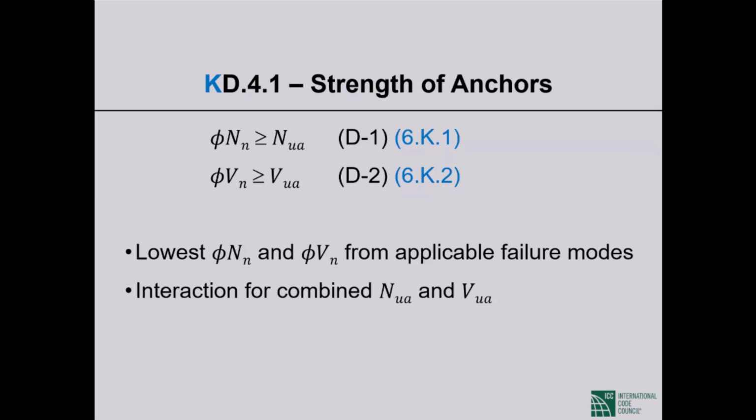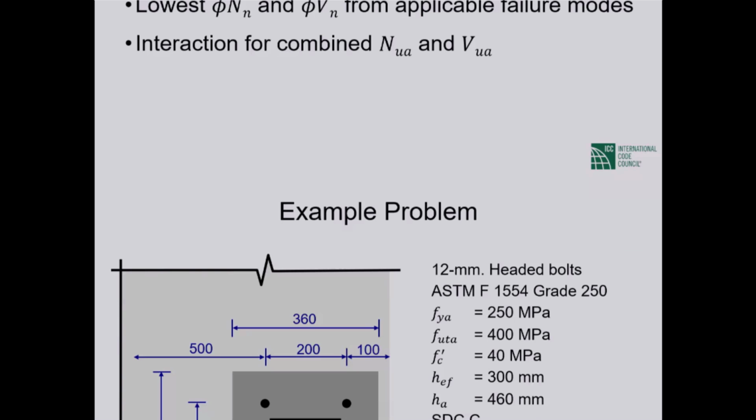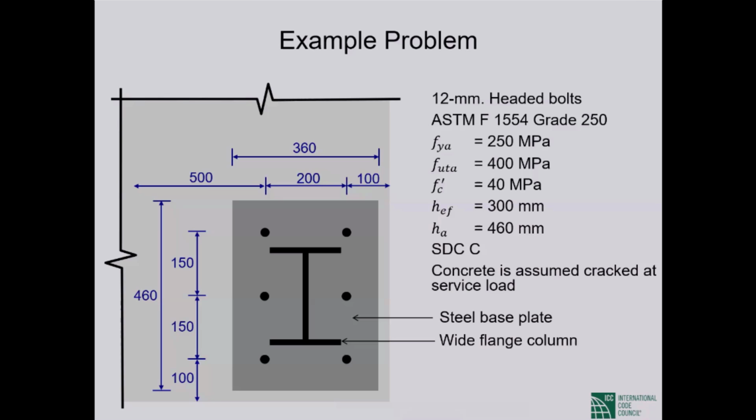From this point on, I will introduce a numerical example and introduce the code provisions as we work out the example. I think it makes a lot more sense that way. The requirements become much more understandable that way. Without numbers, these things are too abstract to be absorbed.